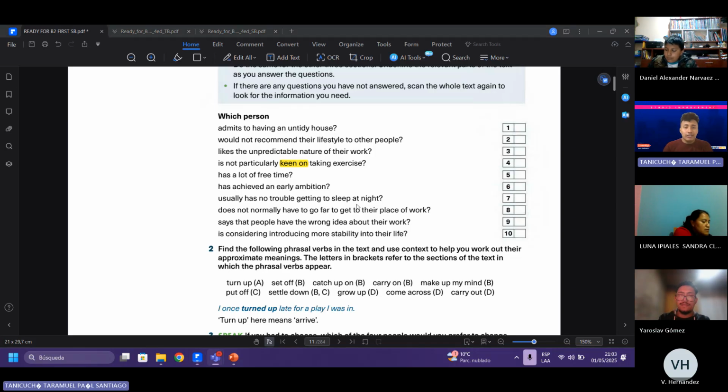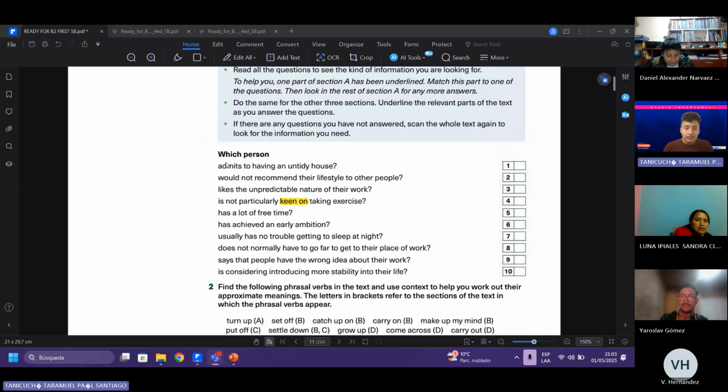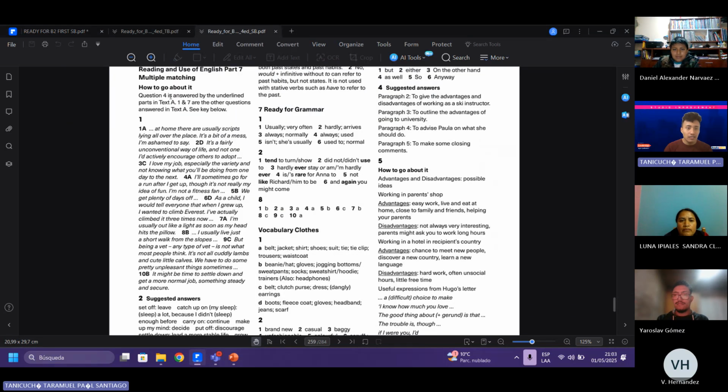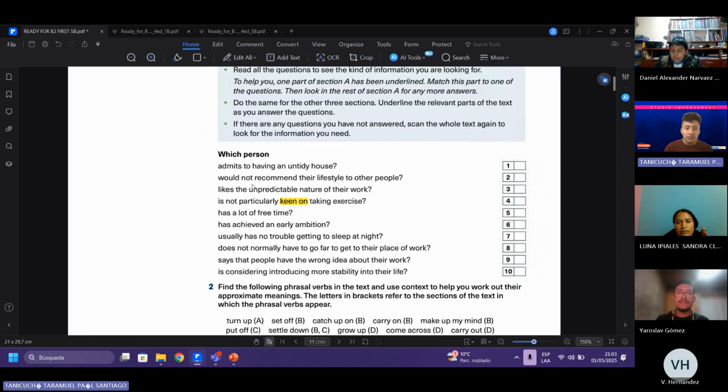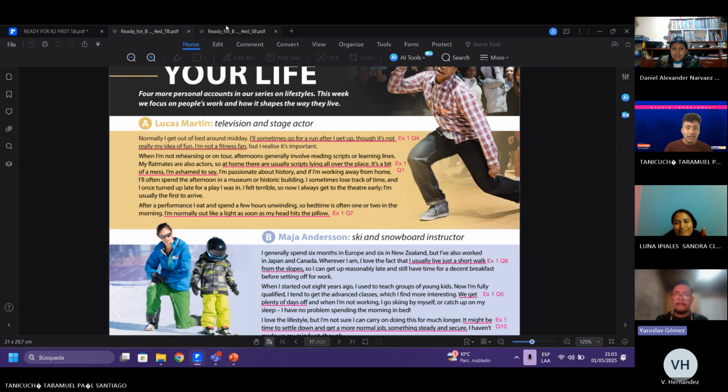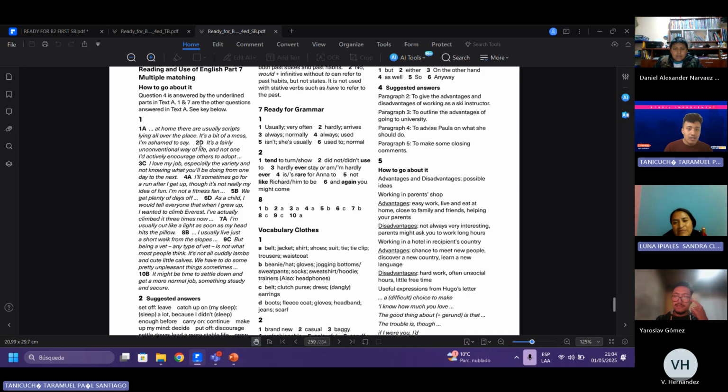All right, we're gonna check the answers very quickly, okay? The first one: admits to having an untidy house. In which paragraph is mentioned this? Paragraph A, B, C, or D? A. Yes, the answer is A. Okay, perfect. Number 2, wouldn't recommend their lifestyle to other people. Number 2 is letter D, paragraph D, please.